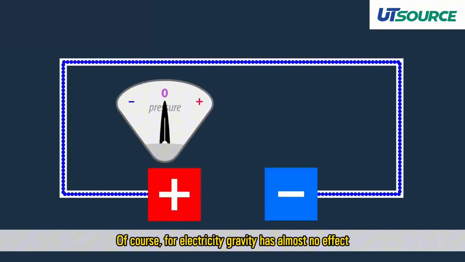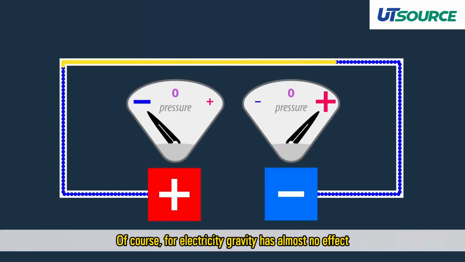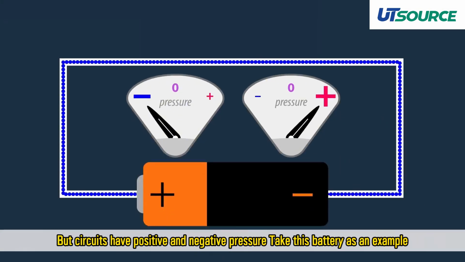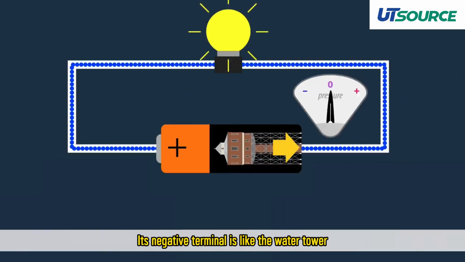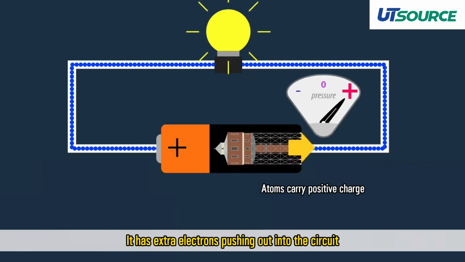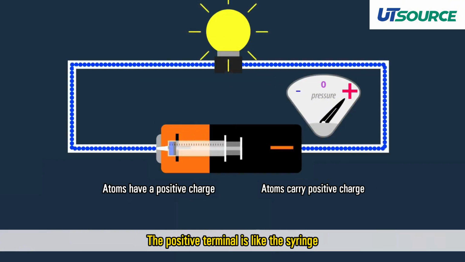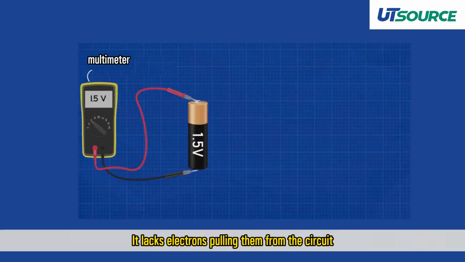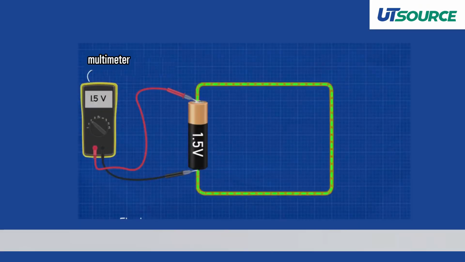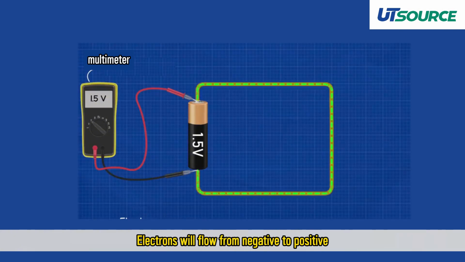Of course, for electricity, gravity has almost no effect. But circuits have positive and negative pressure. Take this battery as an example. Its negative terminal is like the water tower. It has extra electrons pushing out into the circuit. The positive terminal is like the syringe. It lacks electrons, pulling them from the circuit. So if we connect both ends with a wire, electrons will flow from negative to positive.